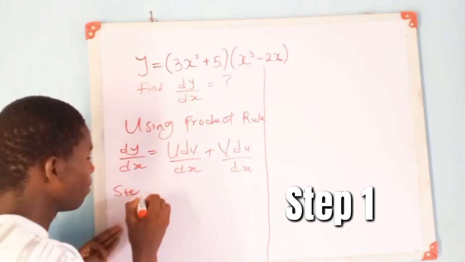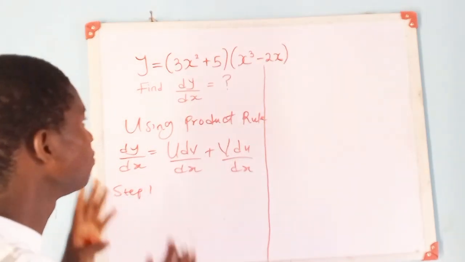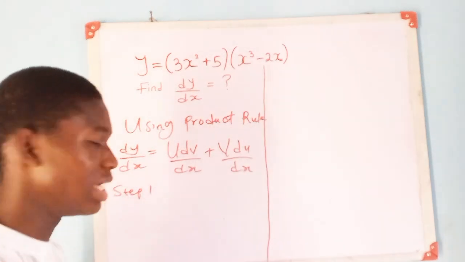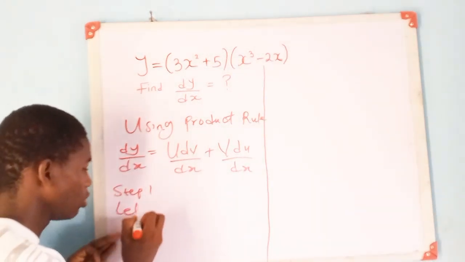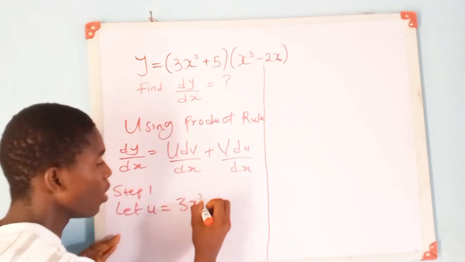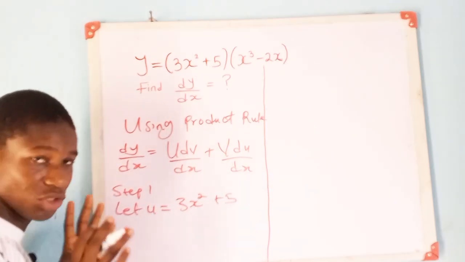Now let's go. Step 1 is that you are going to make this and this the values of u and v. Let me explain. Let u be equal to the first bracket, which is 3x squared plus 5. You understand what I did, right?